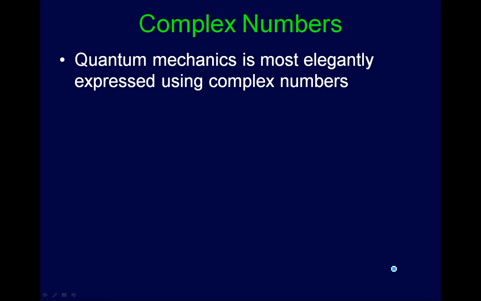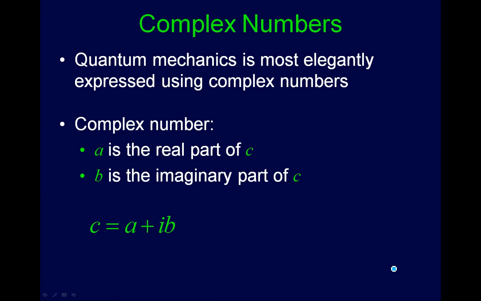We're going to find that quantum mechanics is most elegantly expressed using complex numbers, so they're pretty important in quantum mechanics. Our general definition for a complex number is this right here. We'll usually use c to define it, and it's a combination of two parts. So really a complex number is a way to sort of hold two different numbers. The first part is the real part of c, we usually call that a, and the second part is the imaginary part of c, which we call b. And the way it works out is that if a is 0, your number is purely imaginary, and if b is 0, your number is purely real.